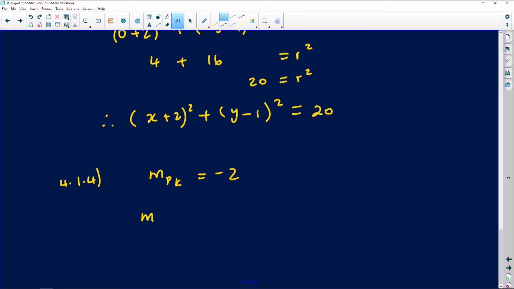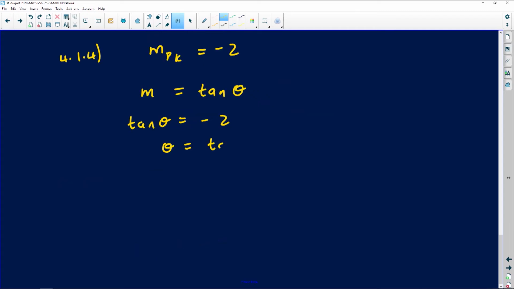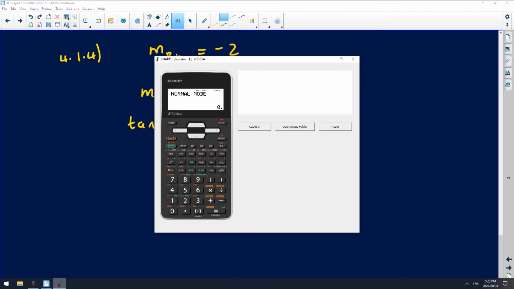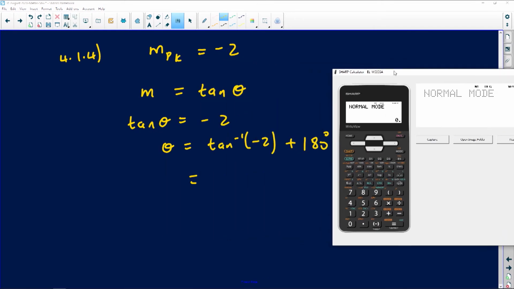We know that the gradient is always equal to the tangent of the angle of inclination. That means the tangent of the angle of inclination is equal to -2. So that means this is going to be the arctan of -2. It's going to come out as a negative angle, so I'm going to need to add 180 degrees so that it becomes a positive value, which is going to be our obtuse angle in this particular case.